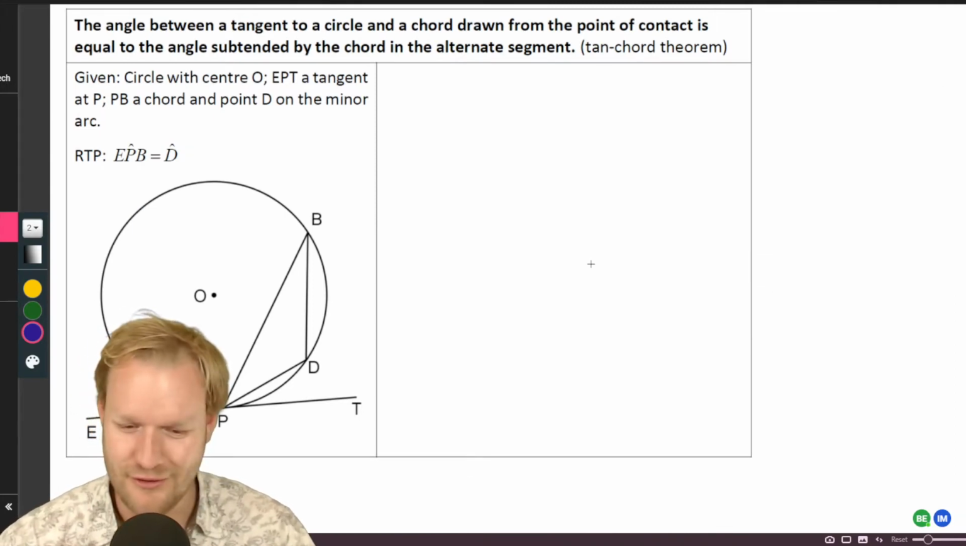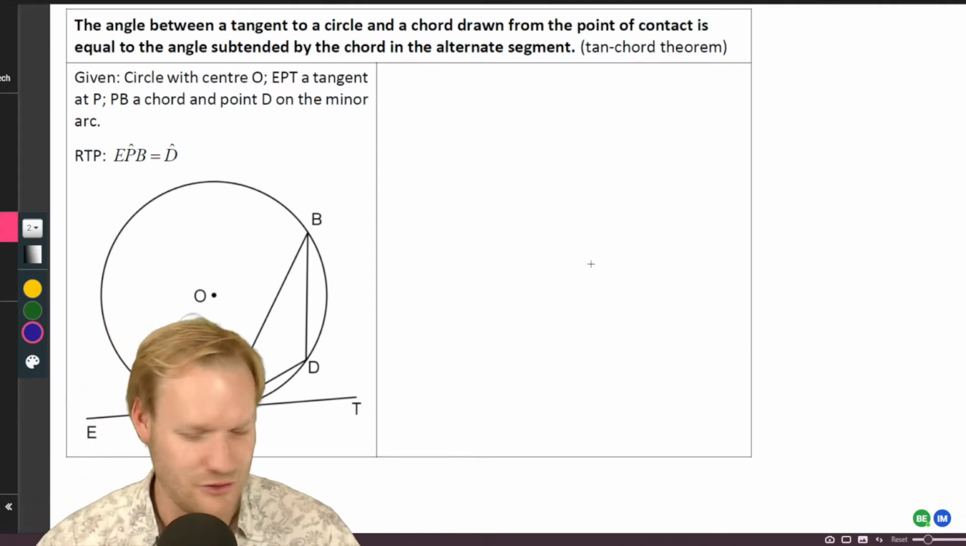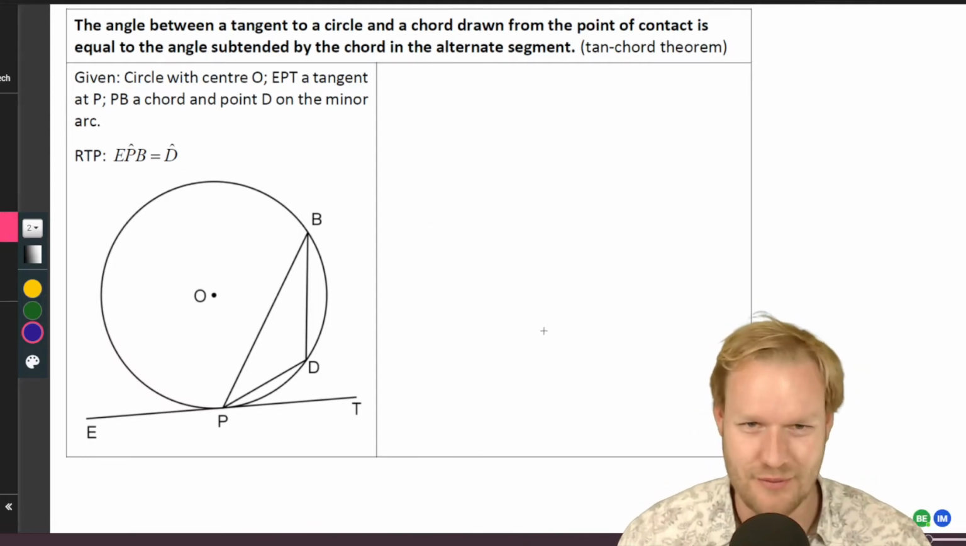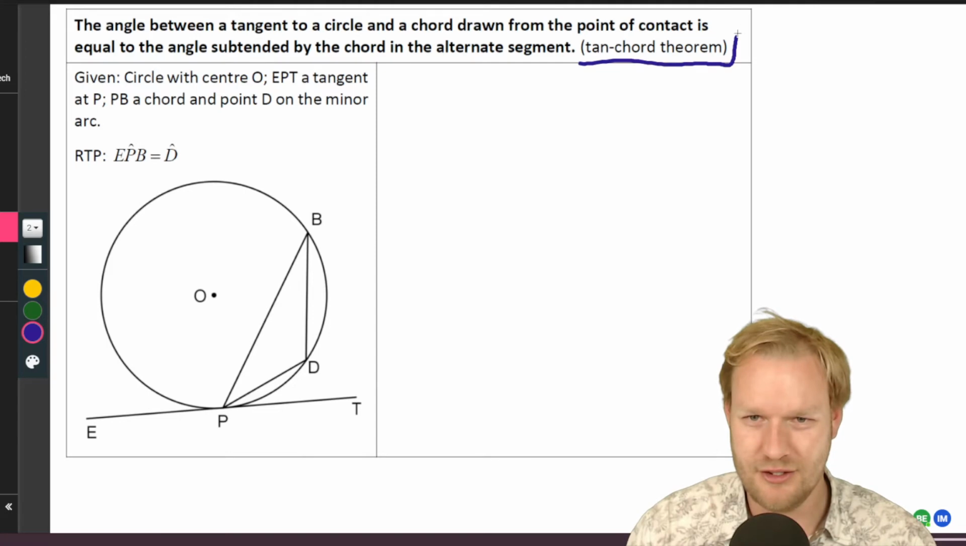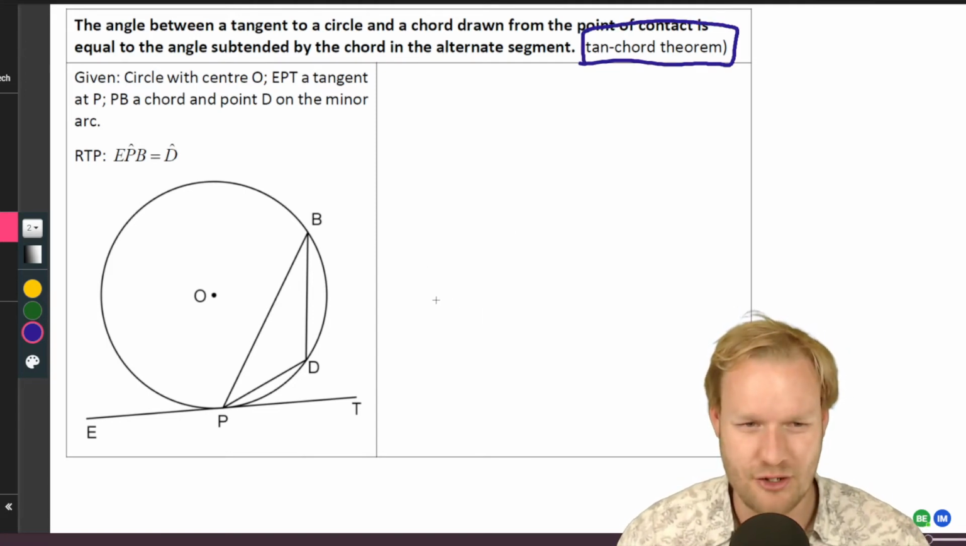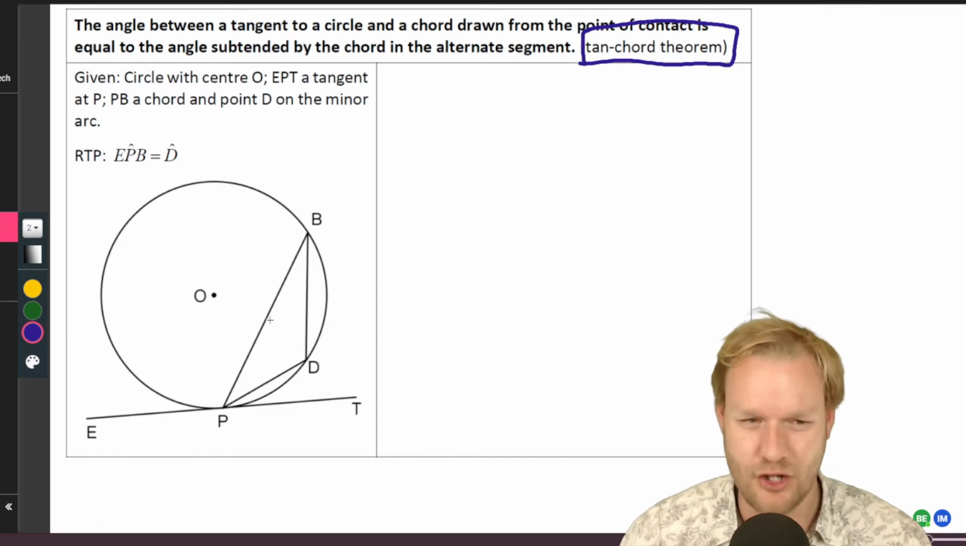Okay, so let's pause on that Midsummer Night's Dream and have a look at this. This is the same theorem that we saw in the previous one. This is still the tan chord theorem that we're looking at. But because the diagram looks a little bit different, because we've got an obtuse angle, we're still showing that the angle between the tangent and the chord is equal to the angle in the opposite segment.